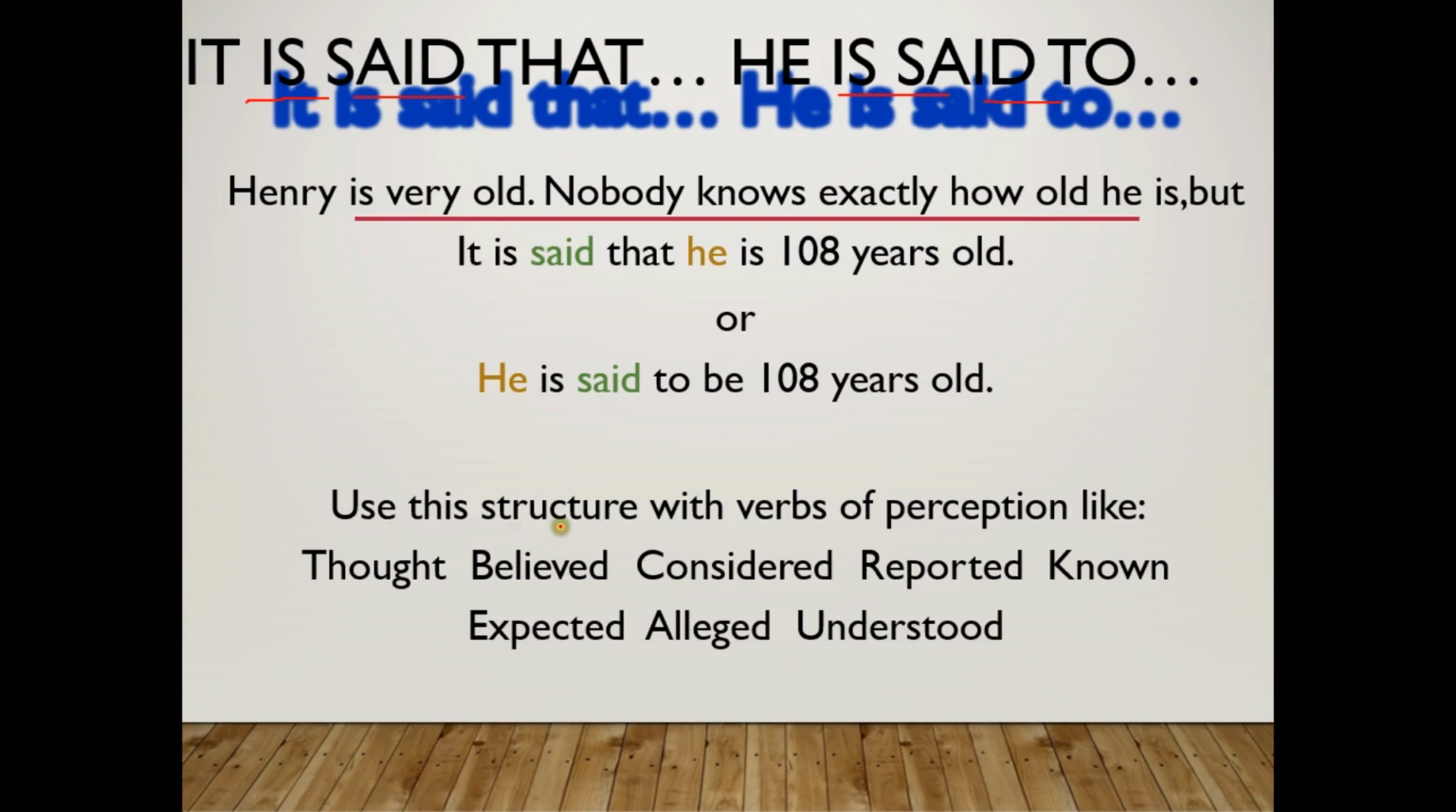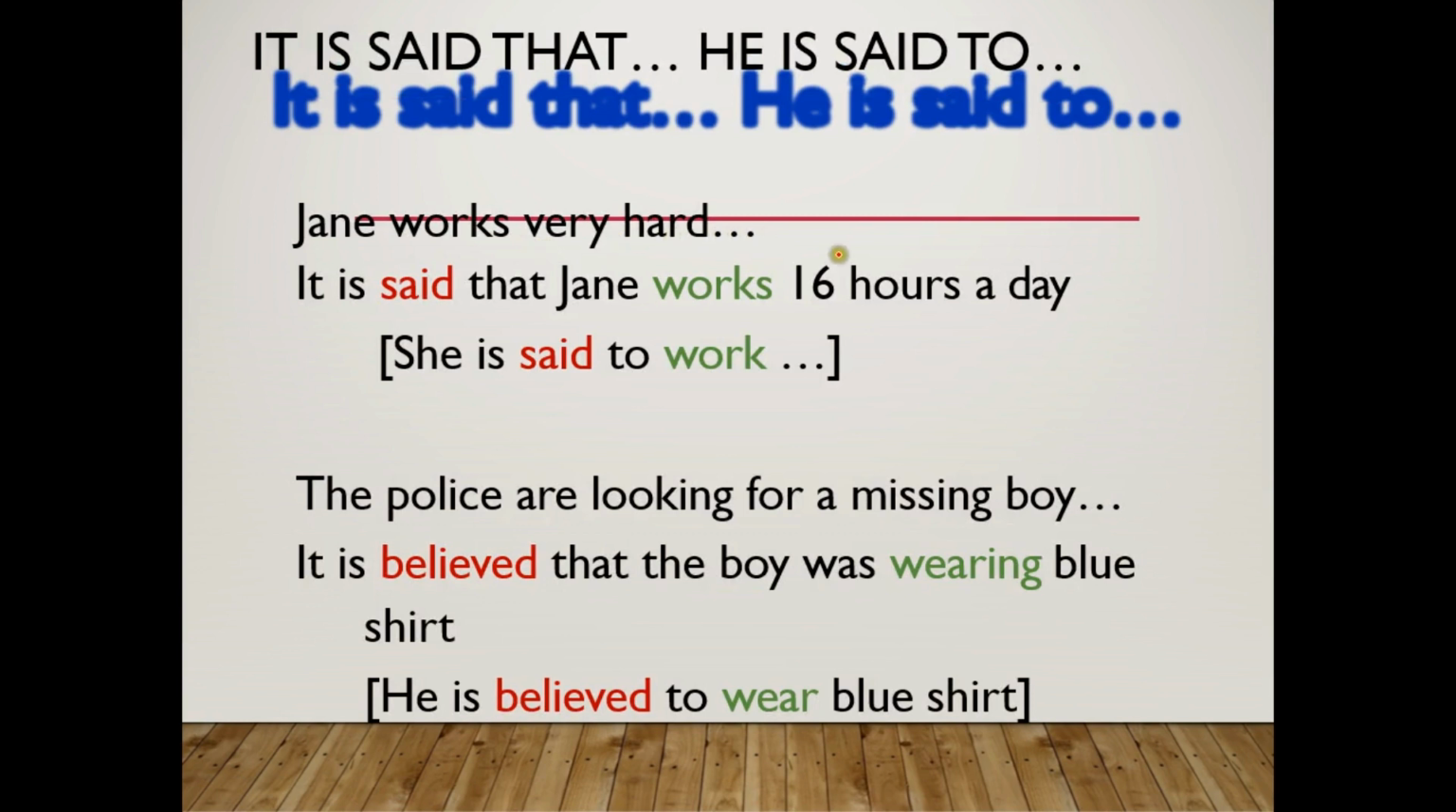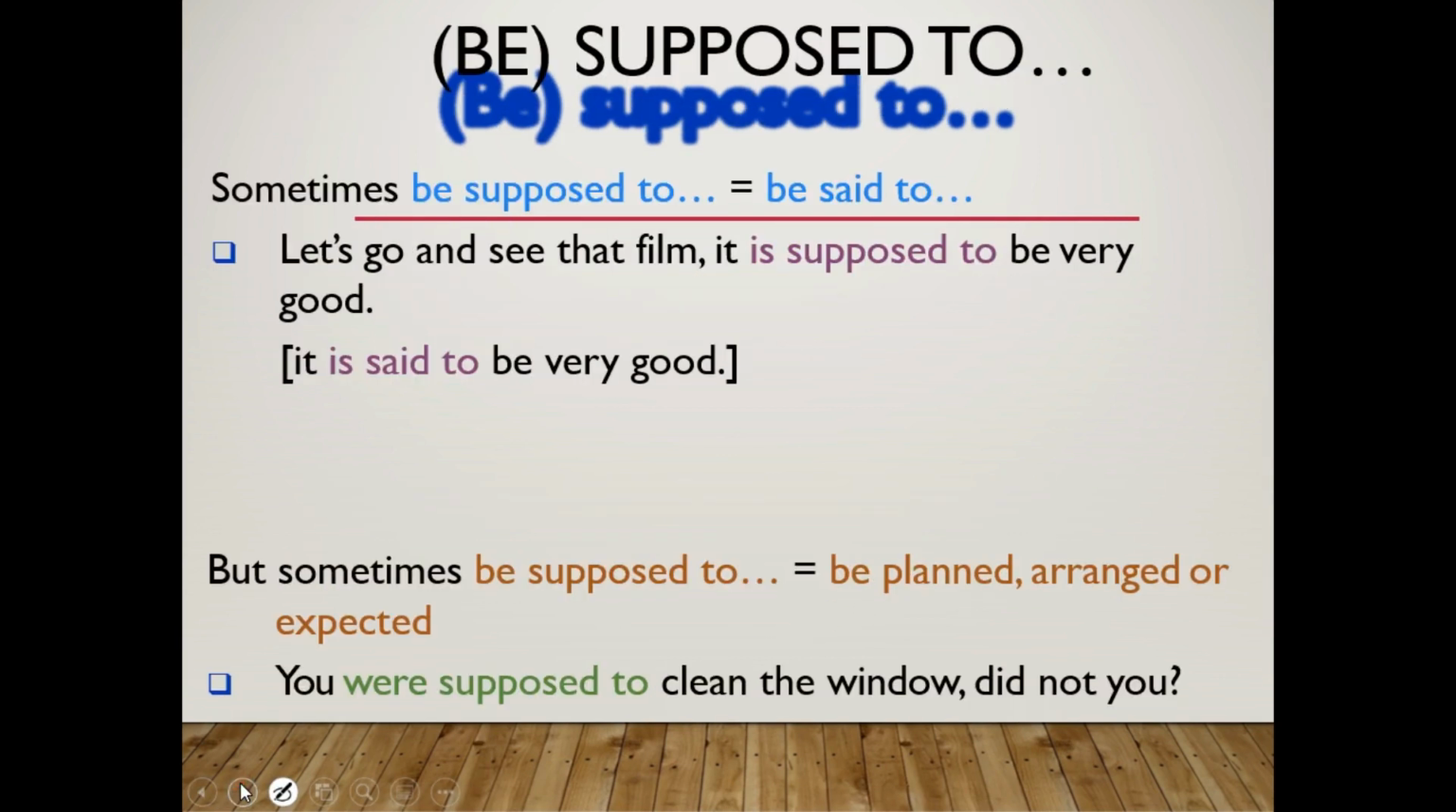All right. Next. Oh, okay, this one. Use this structure with verbs of perception like think, believe. You can change said to think, believe if you want to explain about perception. Consider, reported, known, expected, alleged, understood, and so on. Next, Jane works very hard. It is said that Jane works 16 hours a day. She is said to work 16 hours a day. The police are looking for a missing boy. It is believed he was wearing blah blah blah. Okay, let's take a look.